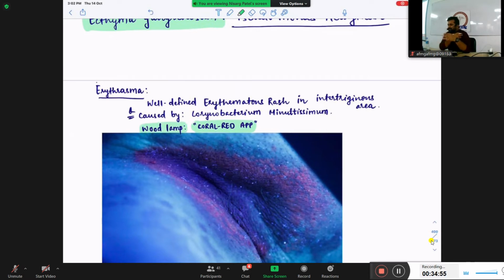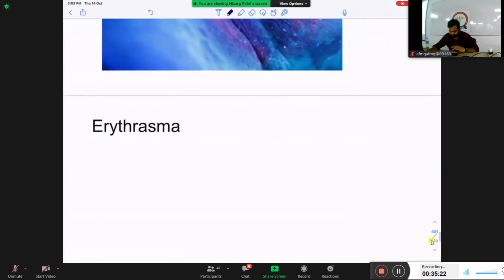Intertriginous means area of friction, axilla and perineum, these are those. So intertriginous area is commonly the axilla and the perineum. If these two areas have a red erythematous rash, then you will suspect erythrasma. Okay.